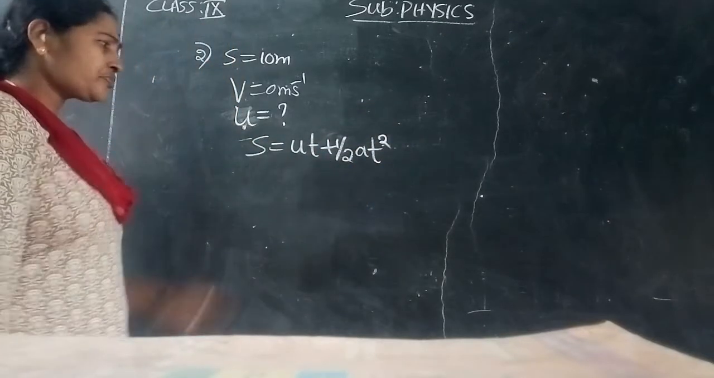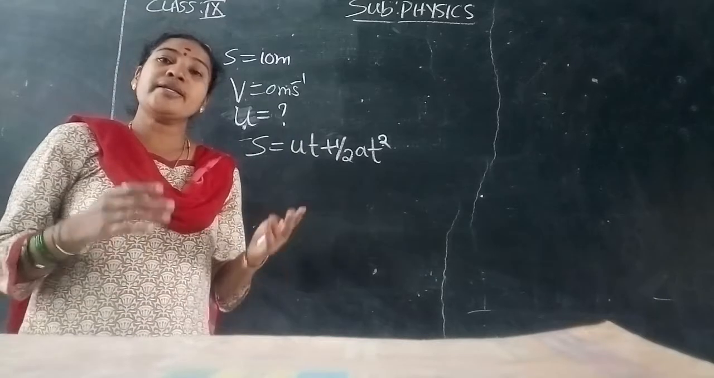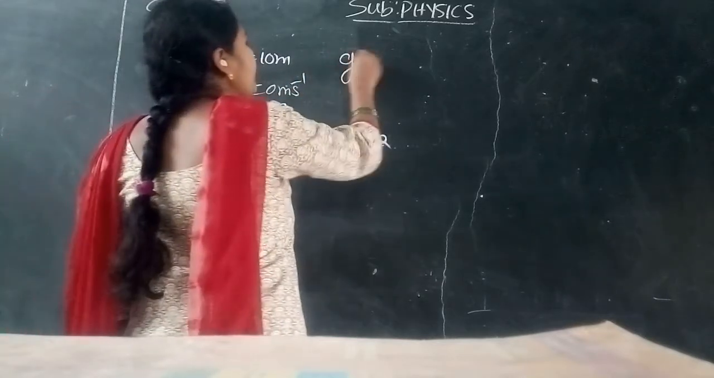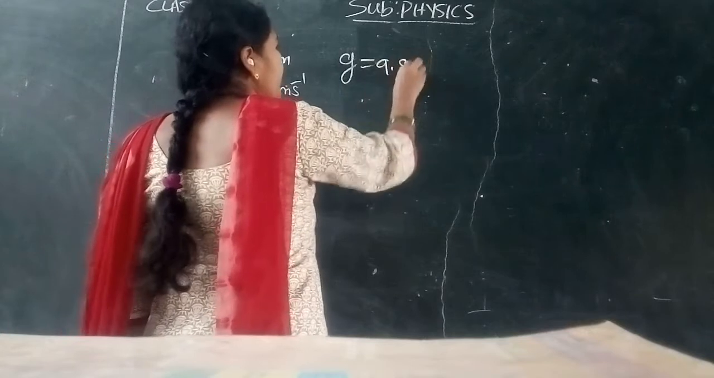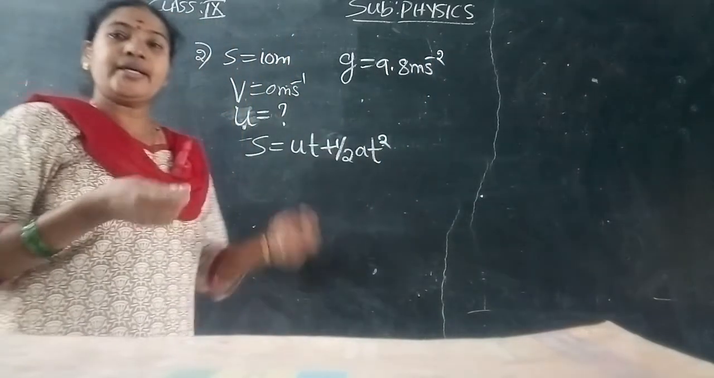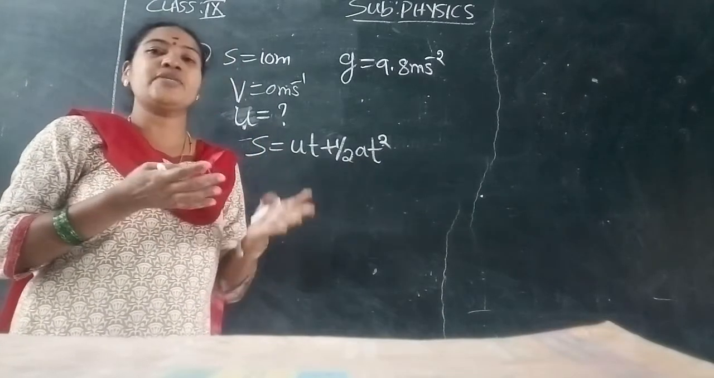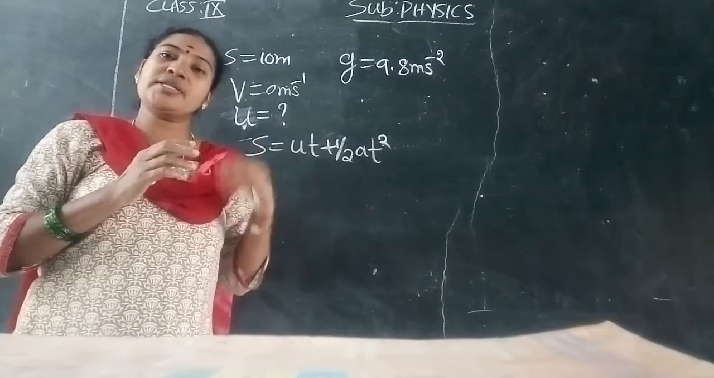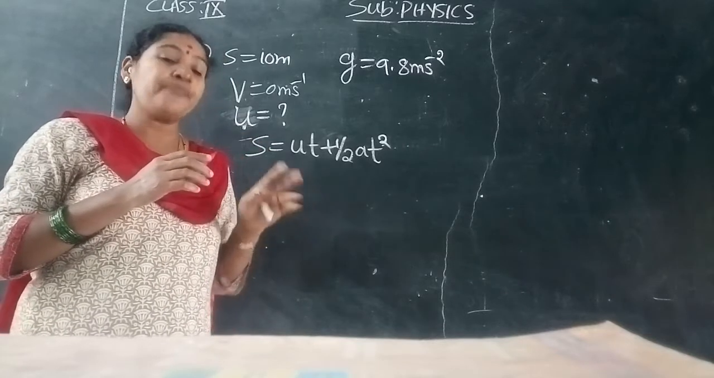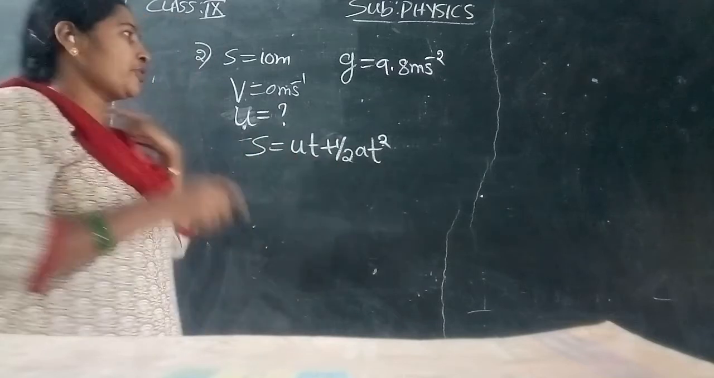Acceleration due to gravity they have not given, so you can take g as 9.8 or 10. 9.8 m s to the power of minus 2. You know already 9.8 is a fixed value. Sometimes in the question itself they are going to give it. See, for the first question they have already given 10 m s to the power of minus 2. This question they have not given, so let us consider 9.8 m s to the power of minus 2.